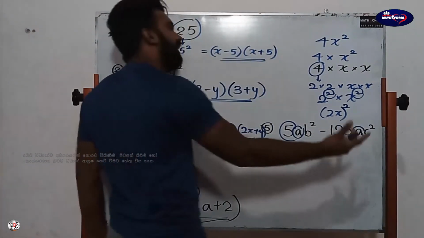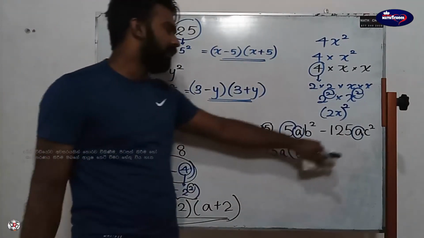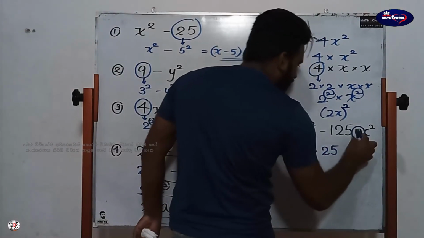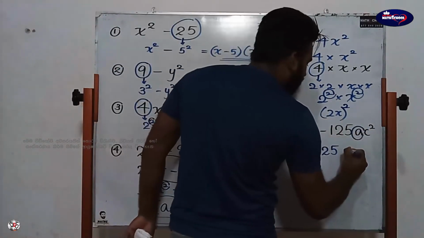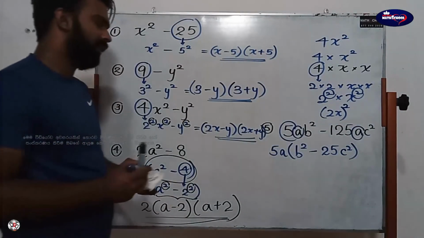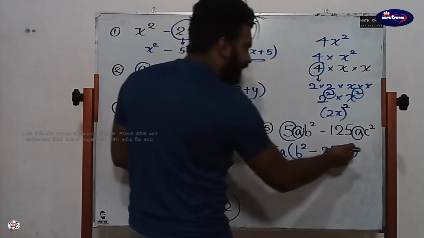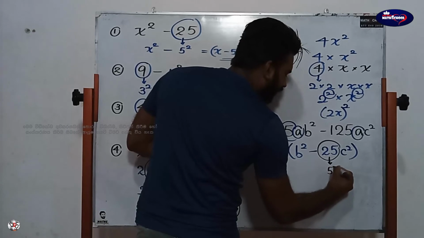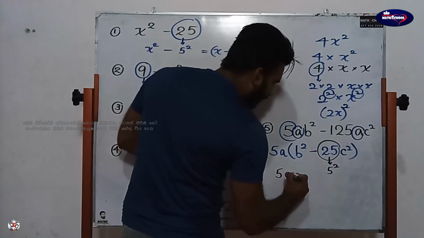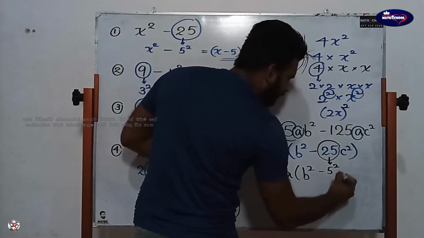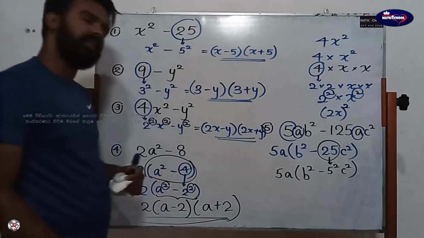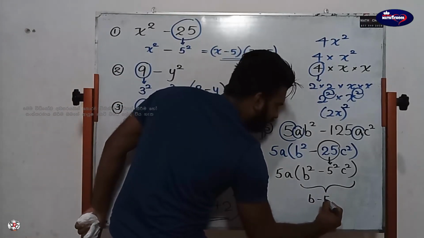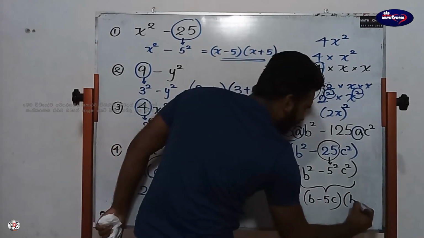Minus from 125, if you are taking 5 out, 125 divided by 5 will be 25. And a has been taken out, then c squared will be remaining, right? So again, you can identify there are squares. And 25 is there, so you can write this 25 as a square, 5 square. So you can write it as 5a into b squared minus 5a squared and c squared, right? Now all the things you have as squares, so you can write it b minus 5c, and the other one b plus 5c.